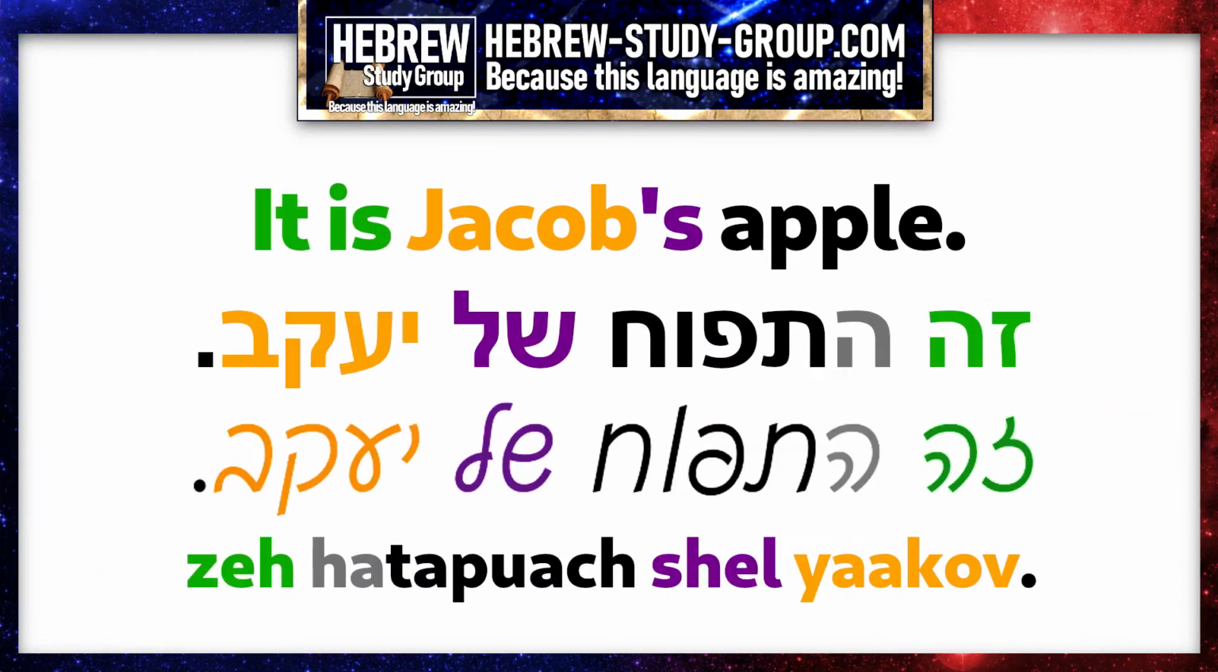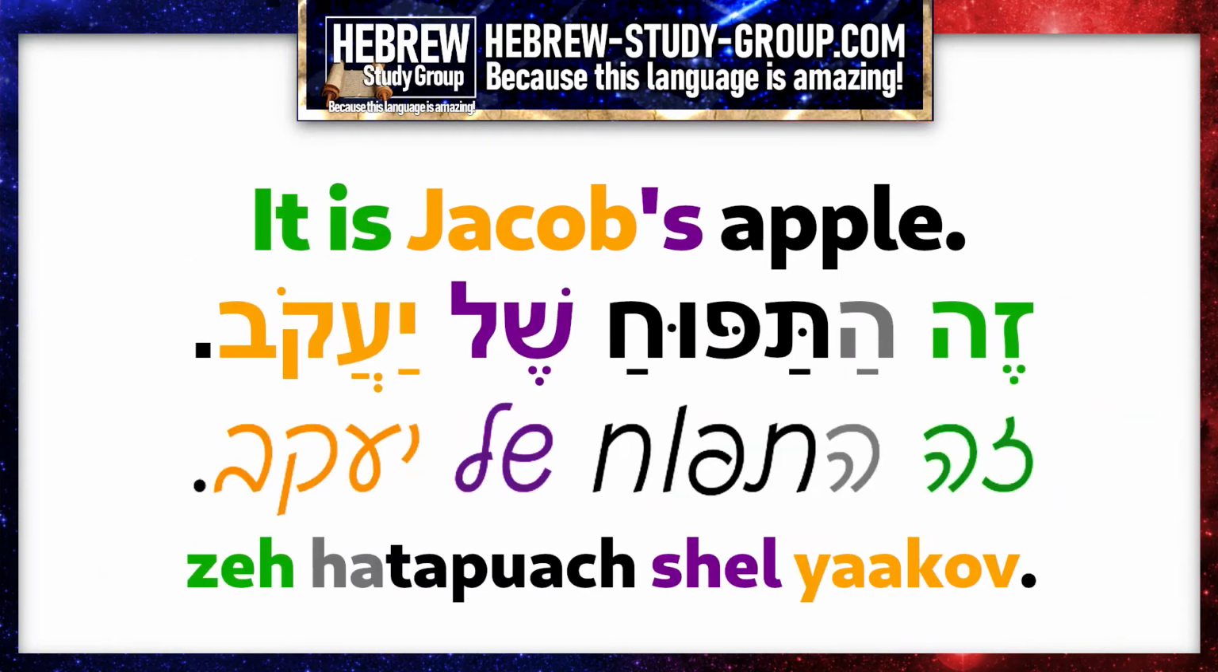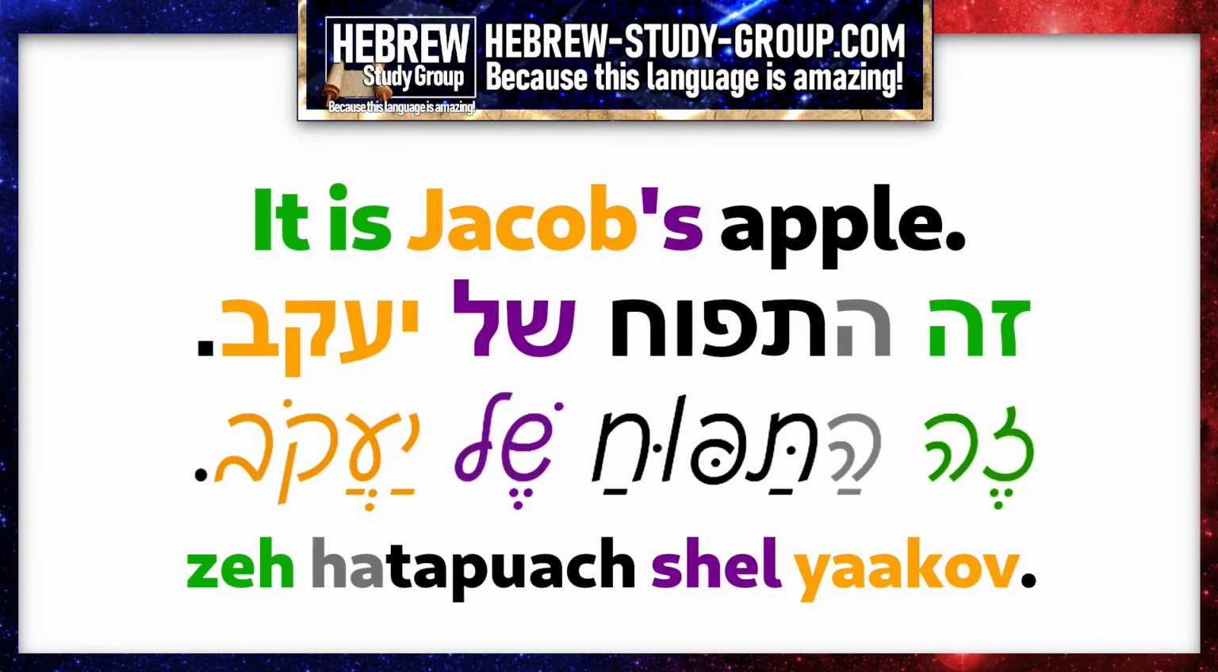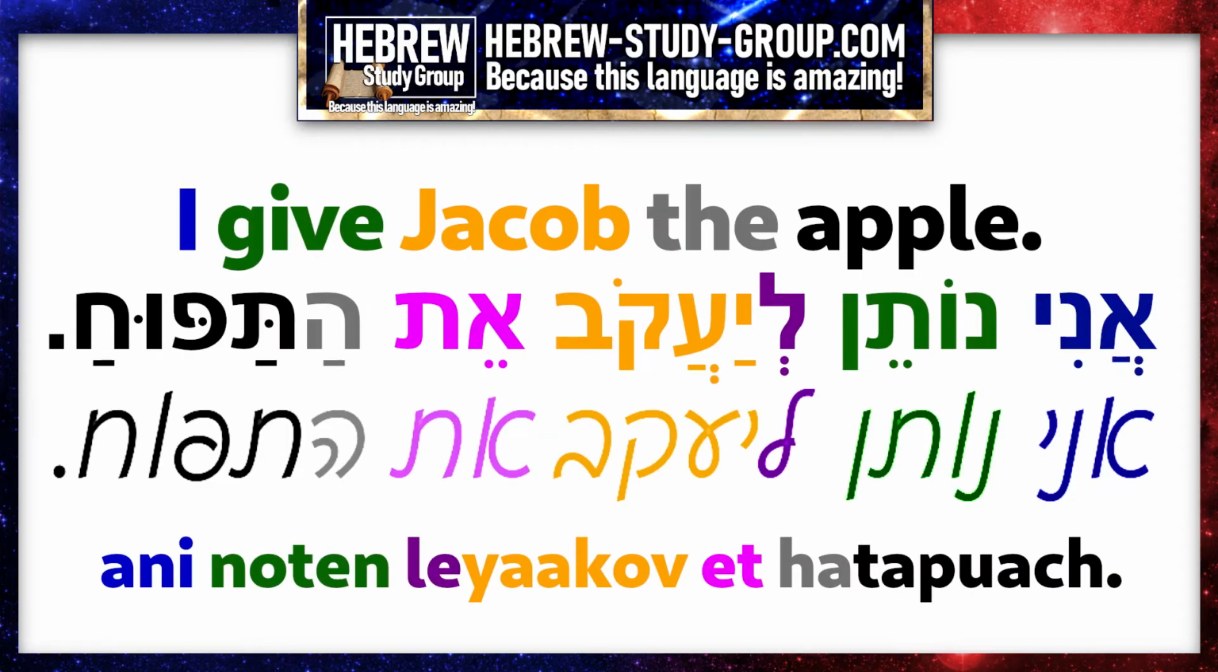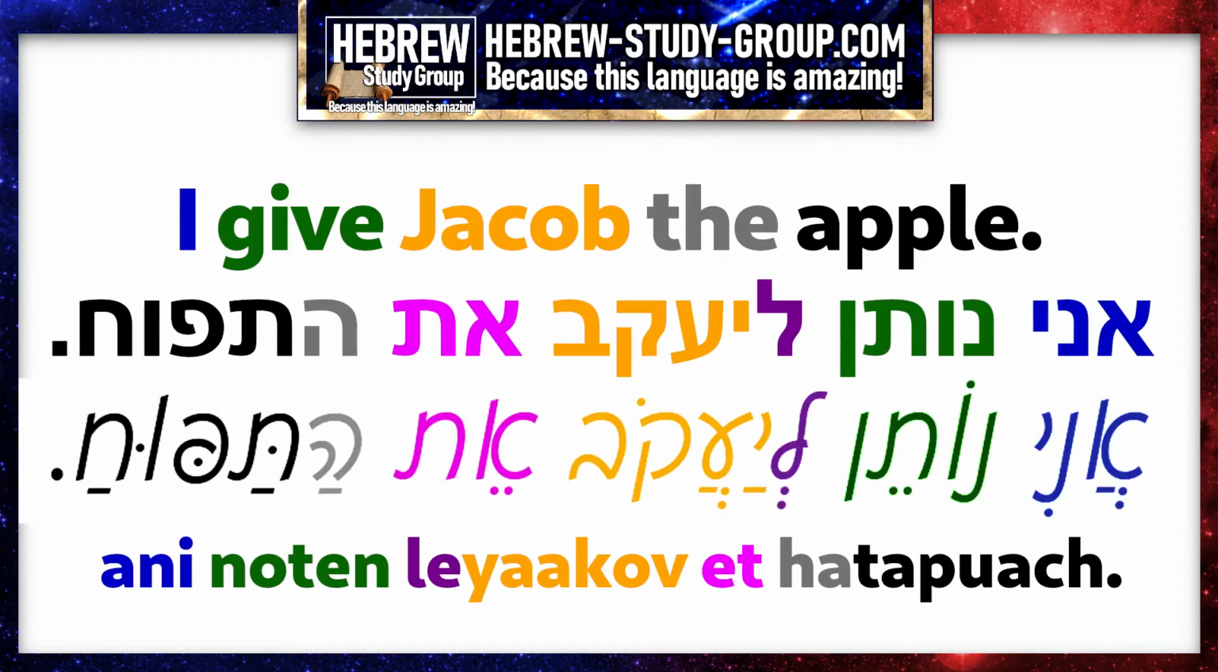It is Jacob's apple. זה התפוח של יעקב. I give Jacob the apple. אני נותן ליעקב את התפוח. ליעקב.